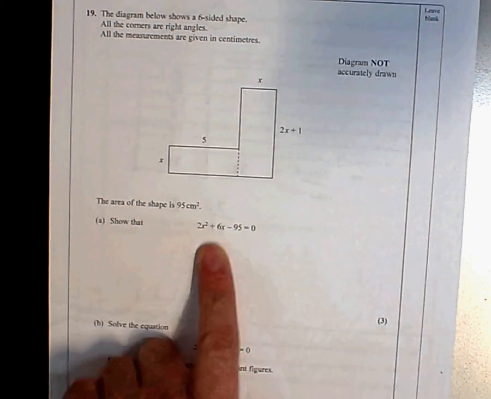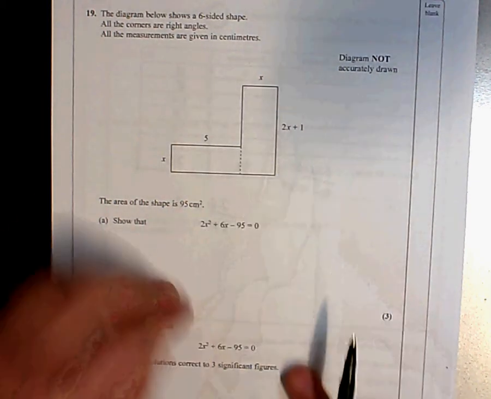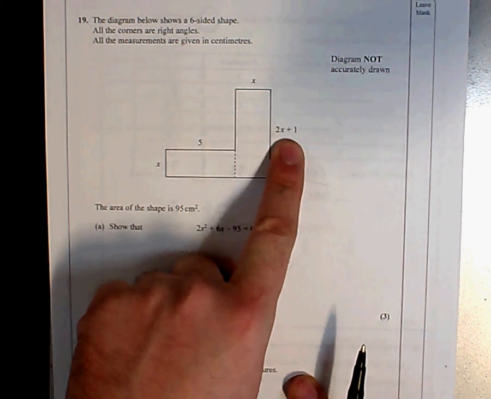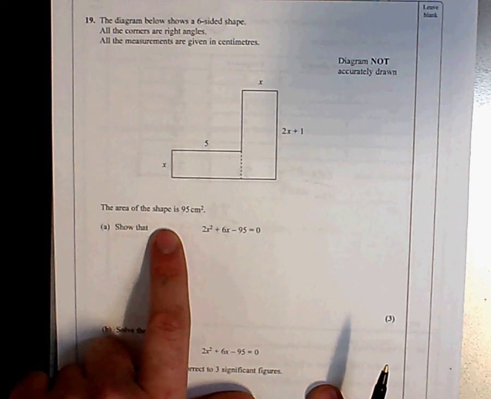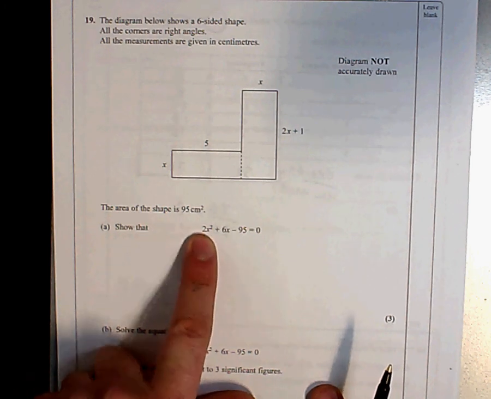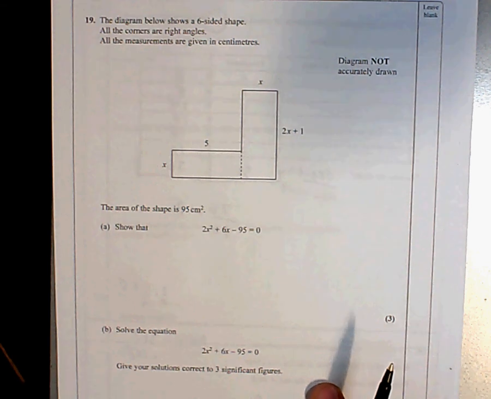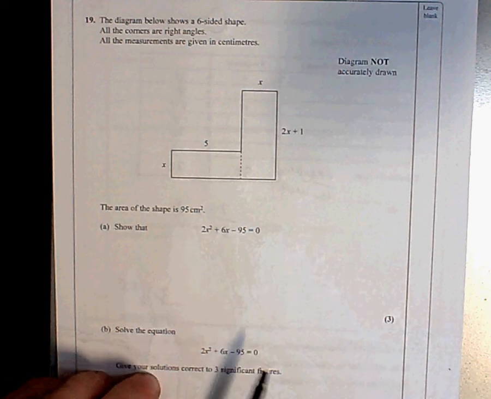So let's investigate it. You've got the two different shapes, the dimensions, some are numbers and some are algebraic terms, they've got letters in, simple as that. And we need to show that the area, or show that something can make 2x squared plus 6x minus 95. It reckons that the whole area of the shape is 95 centimetres squared, so let's start there.